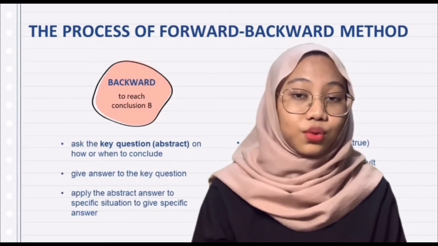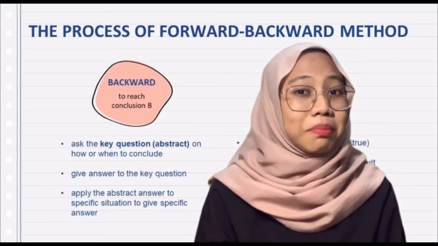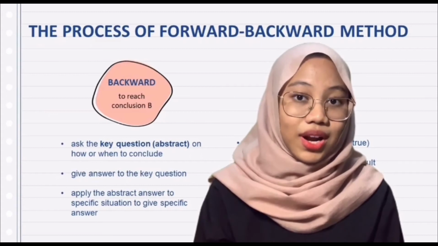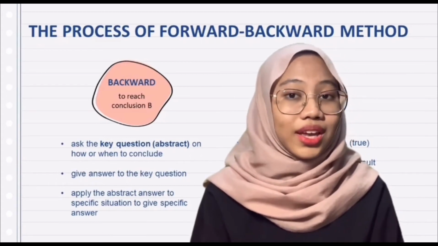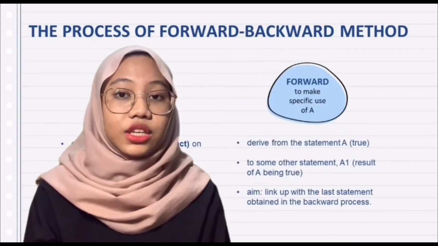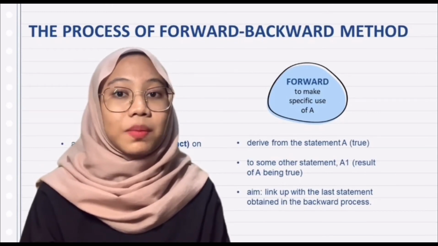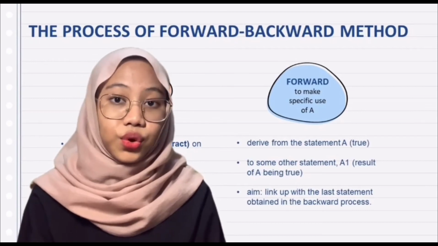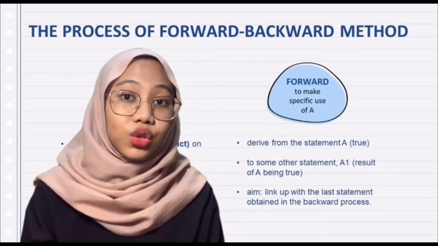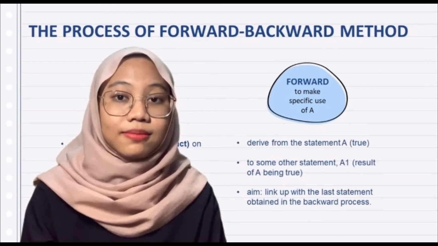There are many ways to ask this question, depending on the content, and some key questions may be completely unhelpful. But critically, the key question is abstract and is of the form, how can I conclude that the statement is true? The forward process involves deriving from the statement A, which you assume is true, to some other statement, A1 to A2 and so on, that you know is true as a result of A being true. Lastly, they are directed toward linking up with the last statement obtained in the backward process.